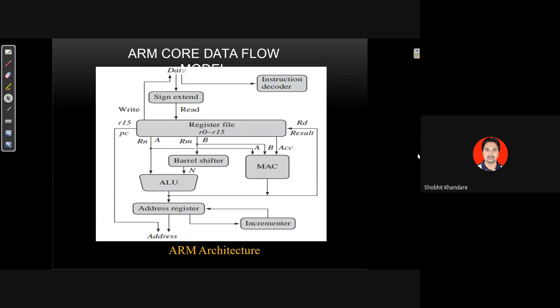And this core is responsible for what? The main function of this core is to fetch the instruction from the memory and execute them. I'm repeating: the main function of the ARM core is to fetch the instruction from the memory and execute them. Now, this ARM core is very small. When the core is small, in the entire system we can use the other areas for additional components.